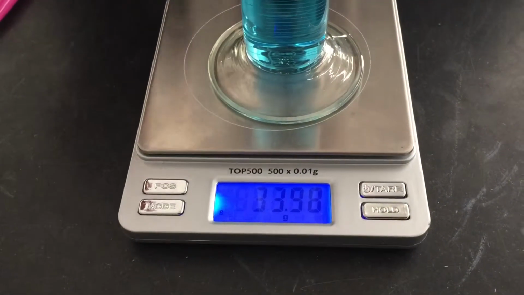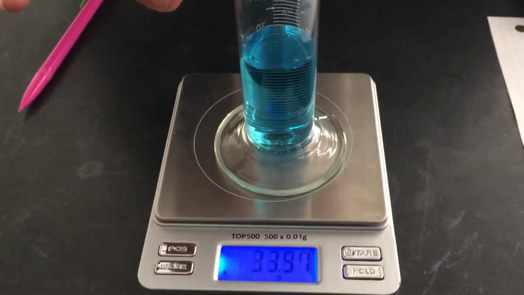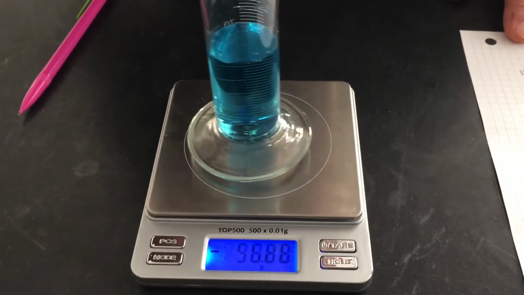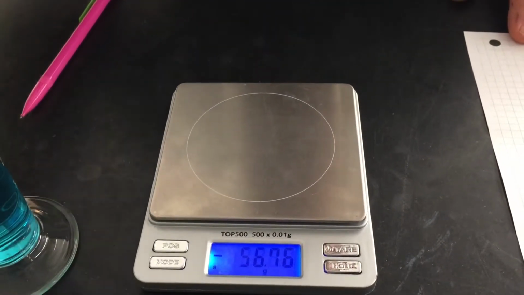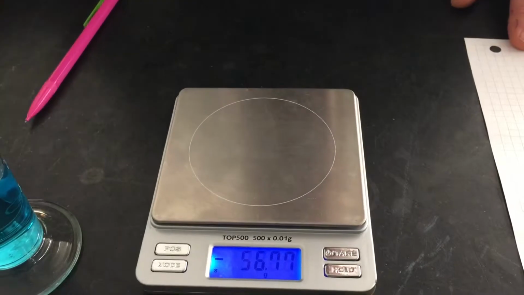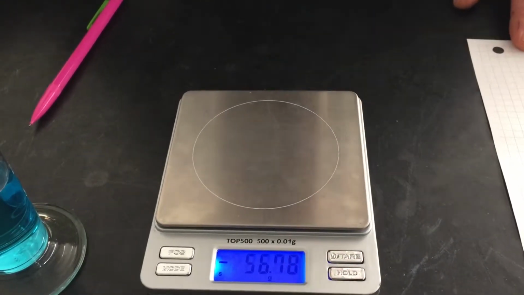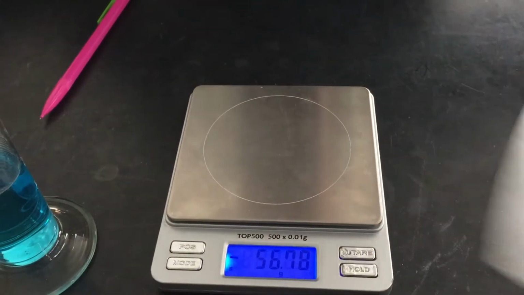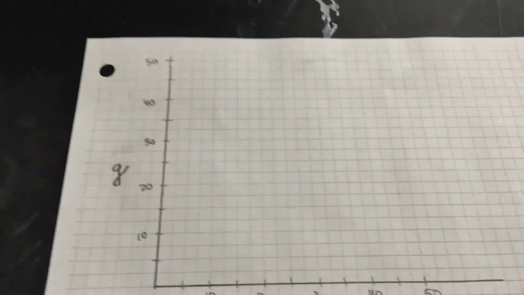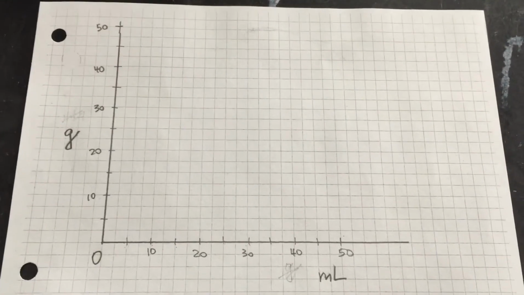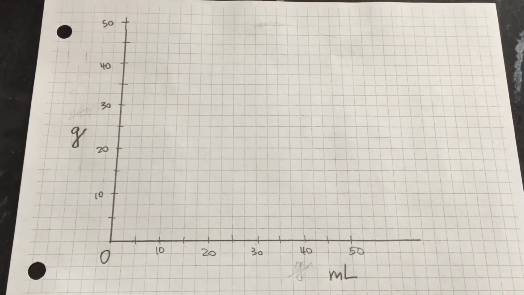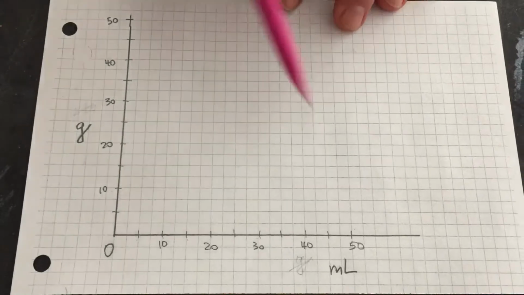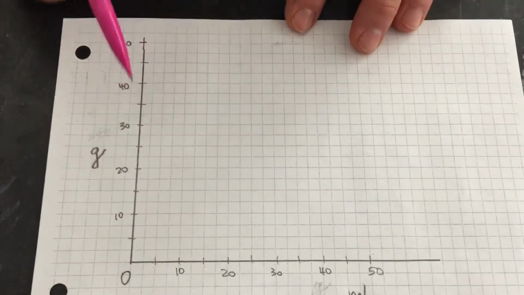So one group will measure sugar water, which is blue, and the other group will be measuring oil, and your teacher can tell you more about that. Once you have completed your measurements, you will create a graph of grams versus milliliters so that we can calculate the density of each liquid, and you will graph your two liquids on the same graph.